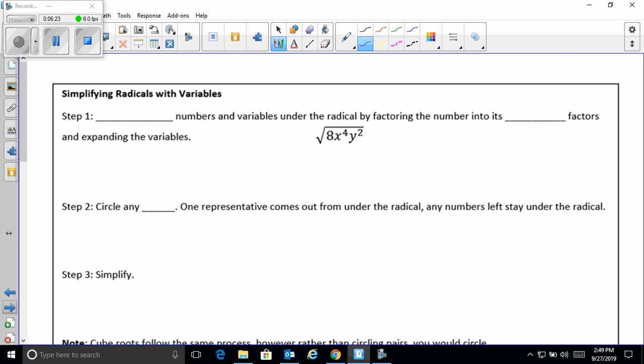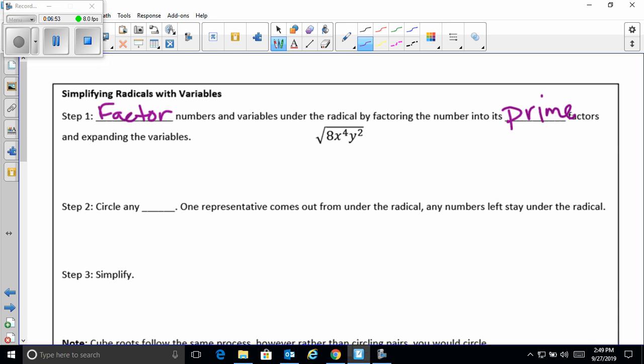Now, what's different in part 2? We're going to add some variables. But actually variables are probably easier than the numbers. So what do we need to do? Step 1, same thing that we did on the front. We have to factor. We're going to prime factor our numbers, and factor the variables under the radical by factoring the numbers into prime factors and expanding the variables.